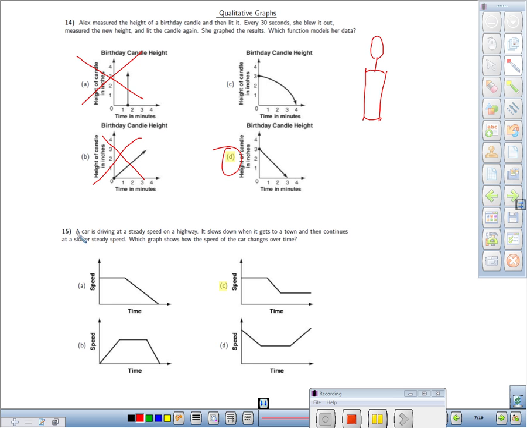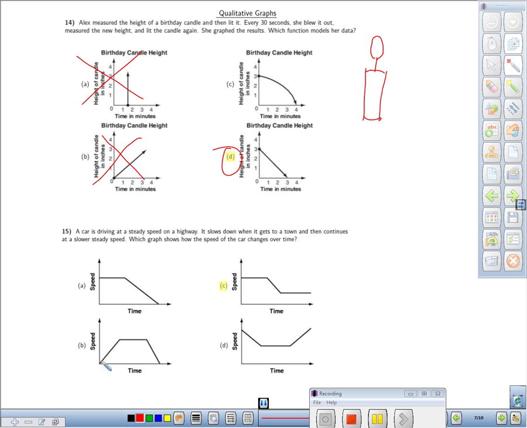Let's take a look at 15. A car is driving at a steady speed on a highway. It then slows down when it gets to a town and then continues at a slower, steady speed. Which graph shows the speed of the car as it changes over time? Well, let's read each of these in our situation. It says first, the car is driving at a steady speed. Well, let's start there. A, starting out at a steady speed. Notice the speed doesn't go up or down over time. So A is a possibility.